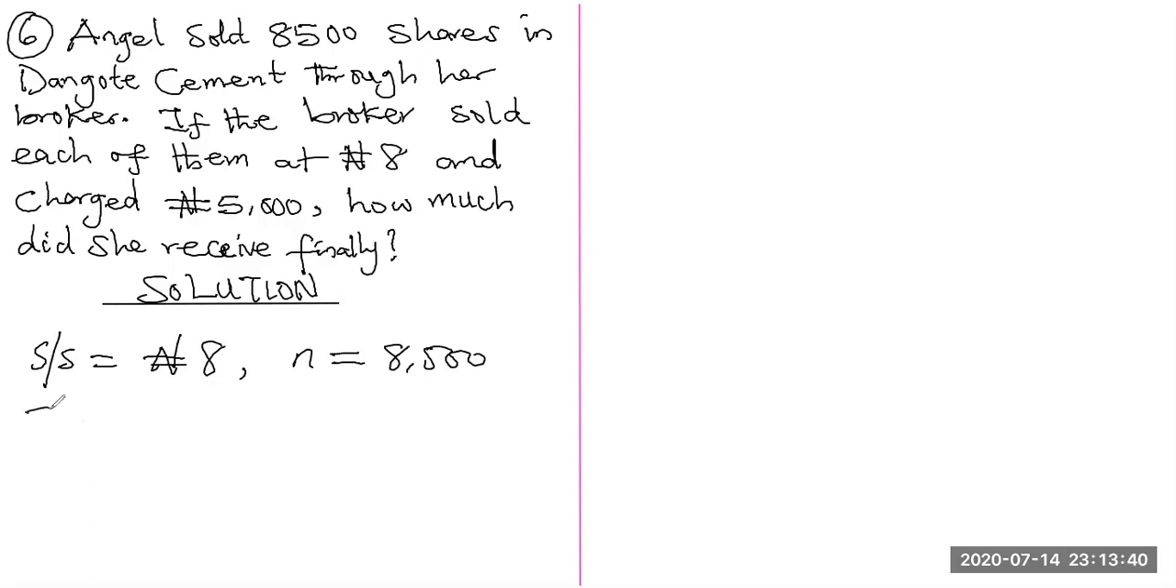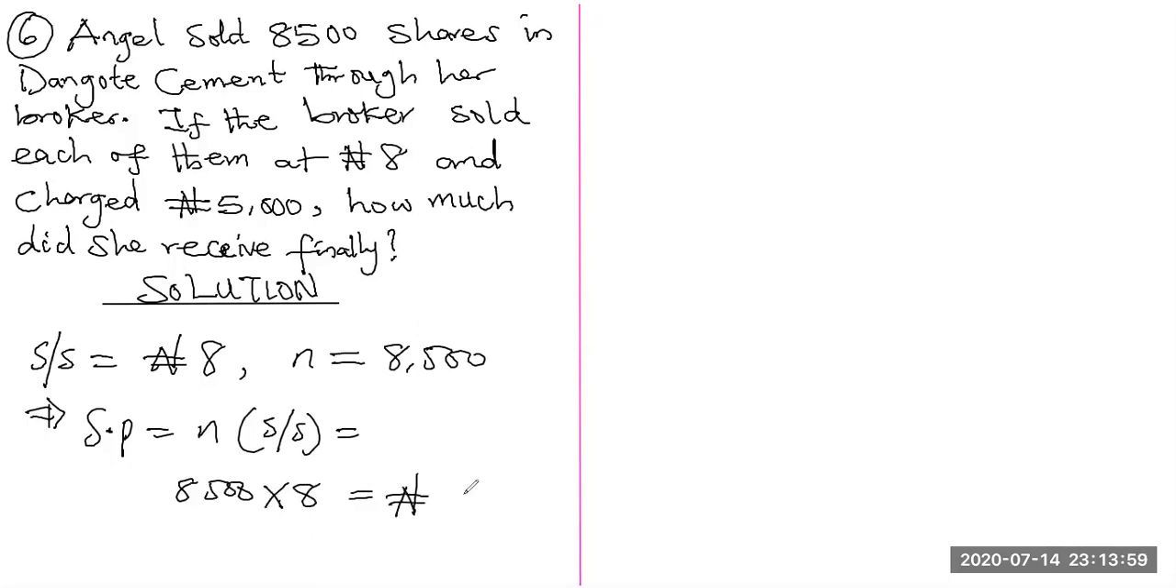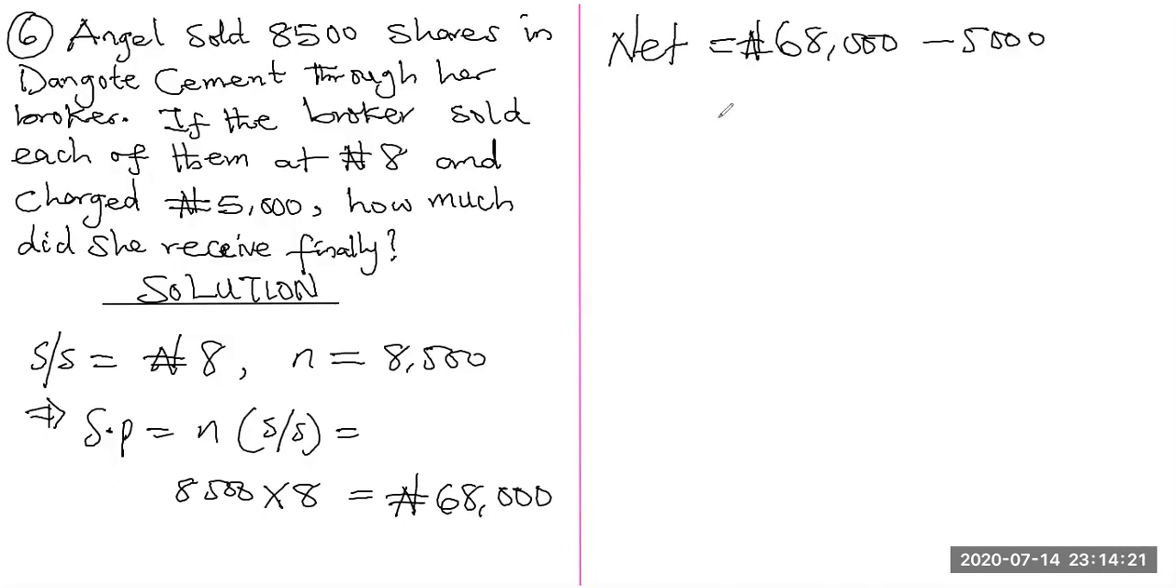So that implies that the total selling price is going to give us the number she has multiplied by the selling price per share. That will give us 8,500 multiplied by 8, and of course the total money the broker will sell it for is 68,000 naira. So this is the total money the broker will sell for NJ's shares. But he charges 5,000 naira, so the net money remitted to NJ is going to give us 68,000 naira minus 5,000 naira. And what do we have? Of course, you know the answer is 63,000 naira.